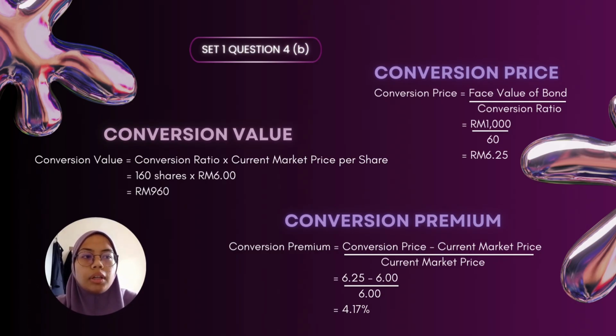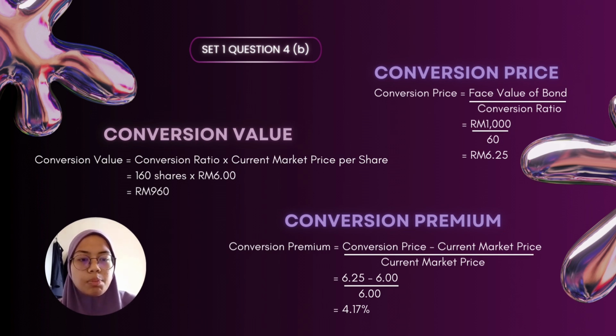Next, for question 4B, the conversion price is basically calculated as the face value of the bond divided by the conversion ratio, which is 1000 divided by 60, and it gives 6 ringgit 25 for the conversion price. But the conversion value is the current market price per share, which is 160 shares times 6 ringgit, it will give 960 ringgit.